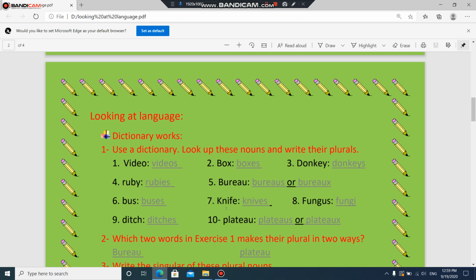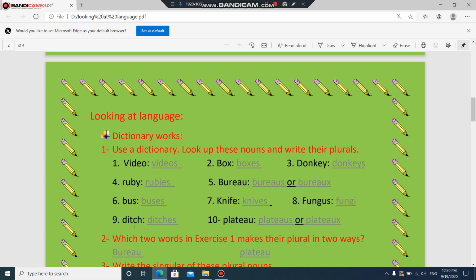Okay, number 7, knife, knives. Change f to v. So if a noun ends with fe, you have to change f to v, then add s to the noun, like wife, wives. Okay. Number 8, fungus. If you want to change it from singular into plural, fungi. Okay. So you have to memorize, guys.